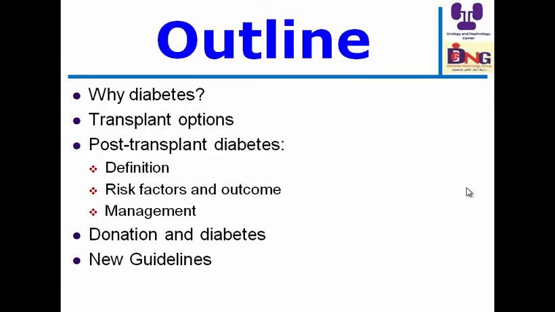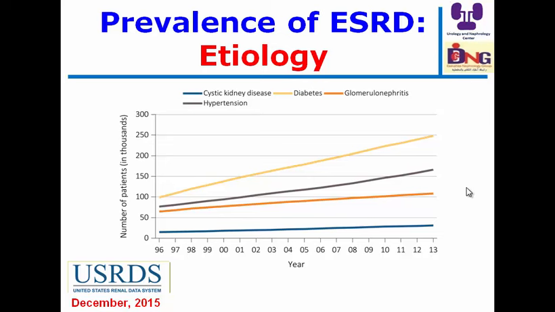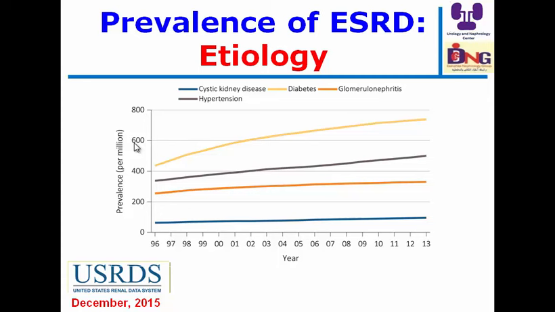Let us discuss why diabetes is an important disease. This is the last report of the United States Renal Data System. It shows that through the years, diabetes mellitus is the leading cause of end-stage kidney disease. This is the number of patients in thousands, and this is the prevalence per million.